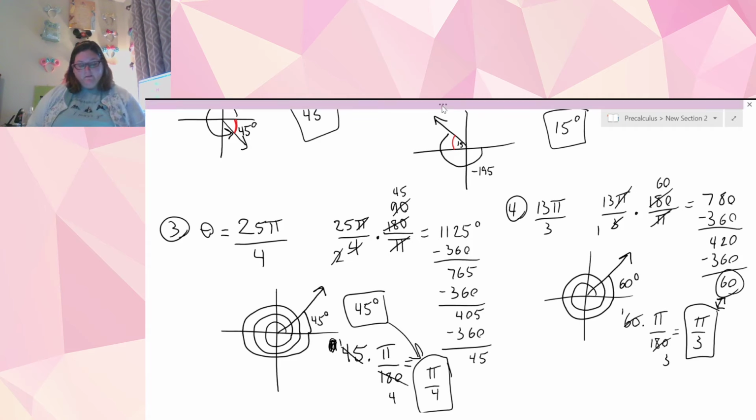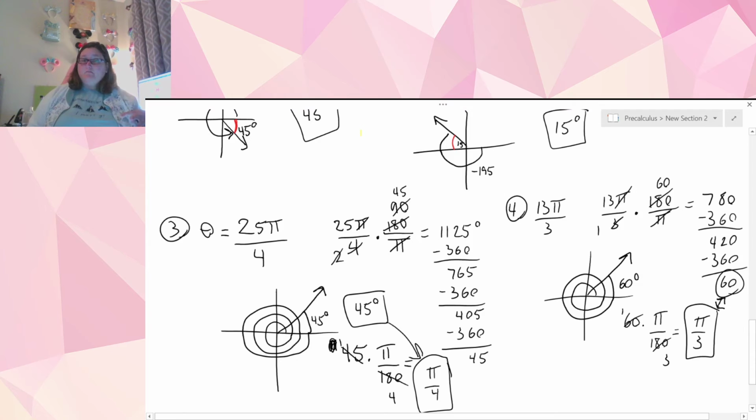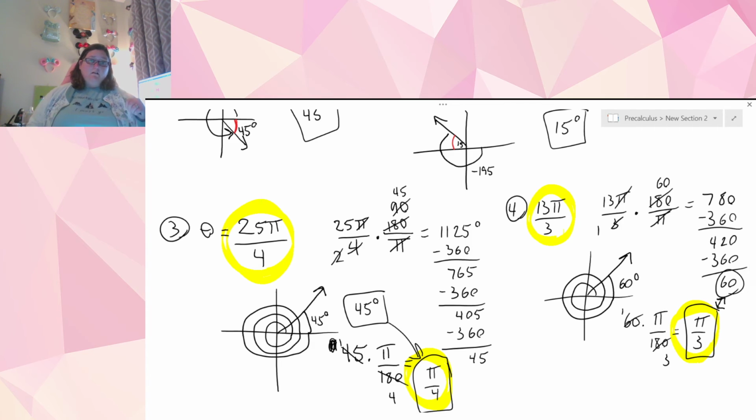One thing I want you to notice, and one thing that is really great about radians, is when they give you an angle in radians, you already know something. So look at the answer we got in radians compared to our beginning angle for both of these problems. If you look at them, they both have the same denominator. So when I'm given something in radians, it automatically tells me what my reference angle is based on the denominator.